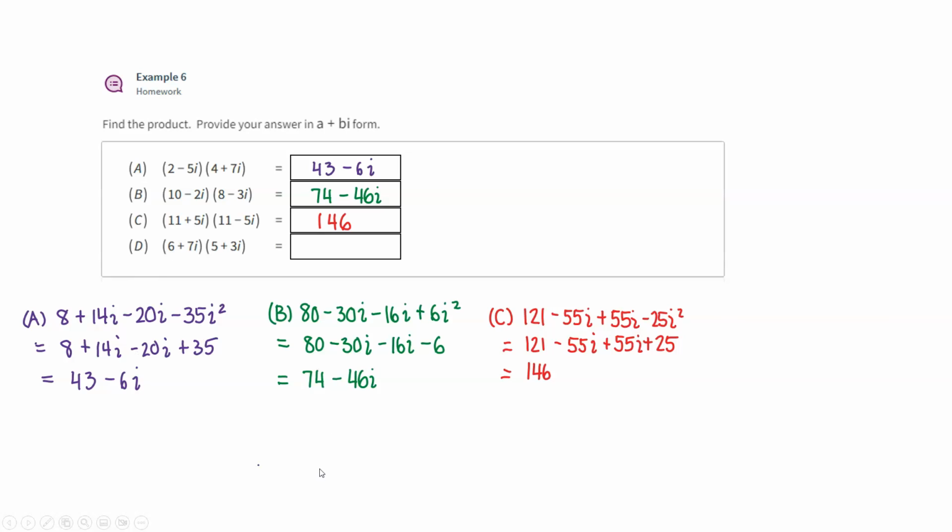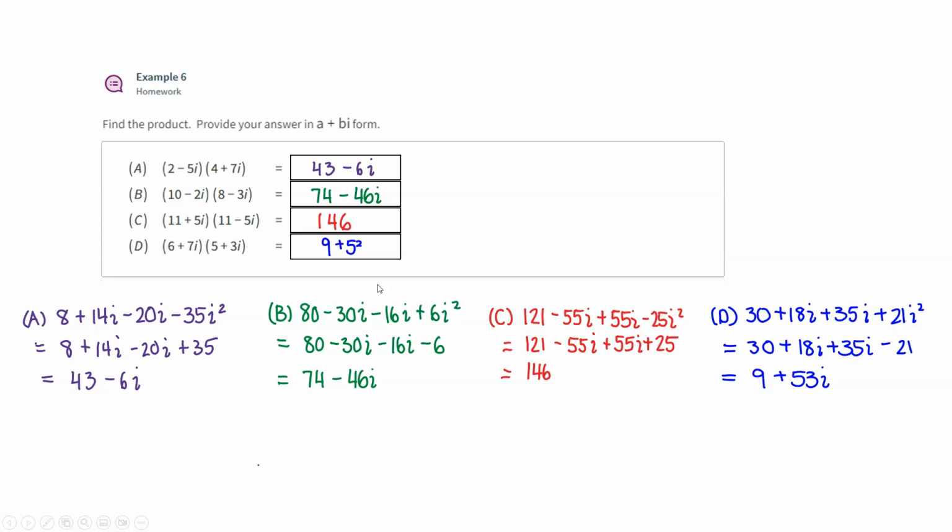And of course, 6 plus 7i times 5 plus 3i. When you FOIL that out, you would get this. Of course, the plus 21i squared becomes a minus 21. So 30 minus 21 is 9. 18i plus 35i is 53i, so 9 plus 53i is the correct answer for this.